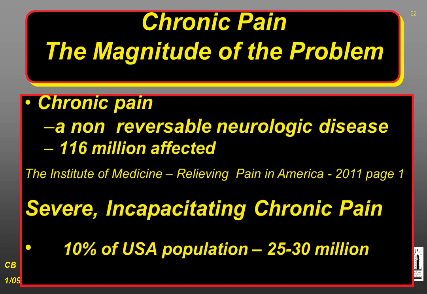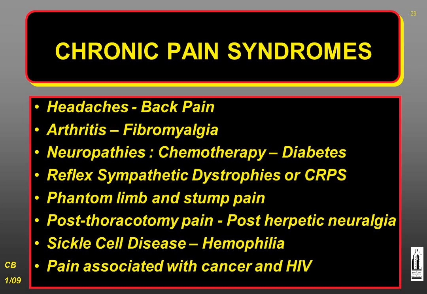Therefore, it is estimated that in the United States, between 25 to 30 million people are severely impaired by chronic pain. This slide enumerates the most common chronic pain syndromes. They are headaches, back pain, arthritis and fibromyalgia, neuropathy caused by chemotherapy and diabetes, reflex sympathetic dystrophy or complex regional pain syndromes, phantom and stump pain, post-thoracotomy and postherpetic neuralgia pain, sickle cell disease and hemophilia, pain associated with cancer and HIV.